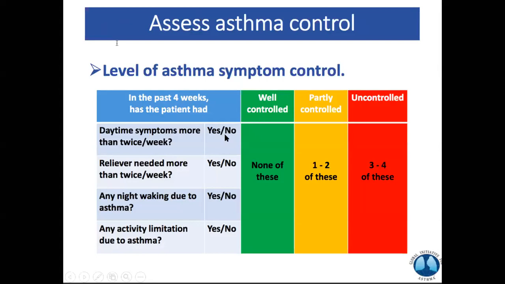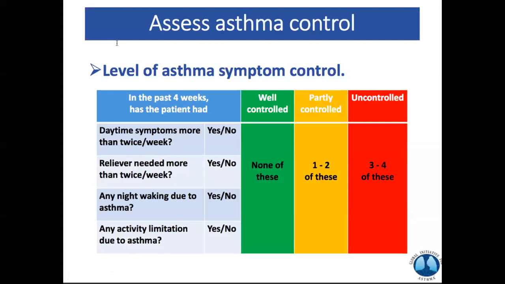A well-controlled patient for the past 1 month should not have any nighttime symptoms, should not be using any relievers, and should have daytime symptoms less than twice per week, and should not have any activity limitation. So who is a well-controlled patient? He might be having asthma, but for the past 1 month, if he doesn't have daytime symptoms more than twice a week. Actually, it's per week. Okay, so we'll keep it as per week.